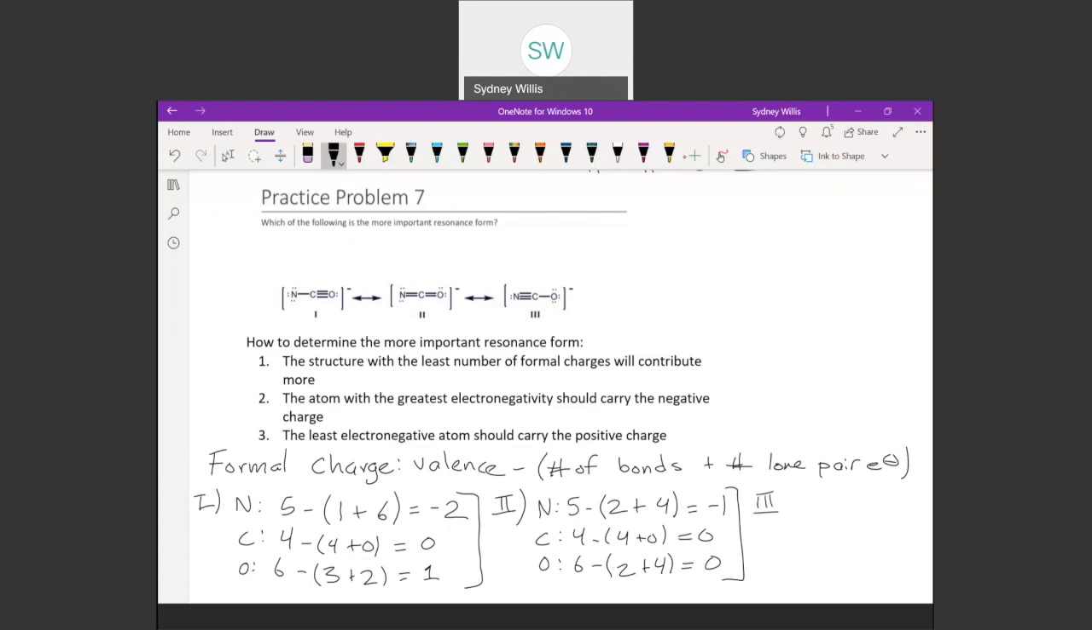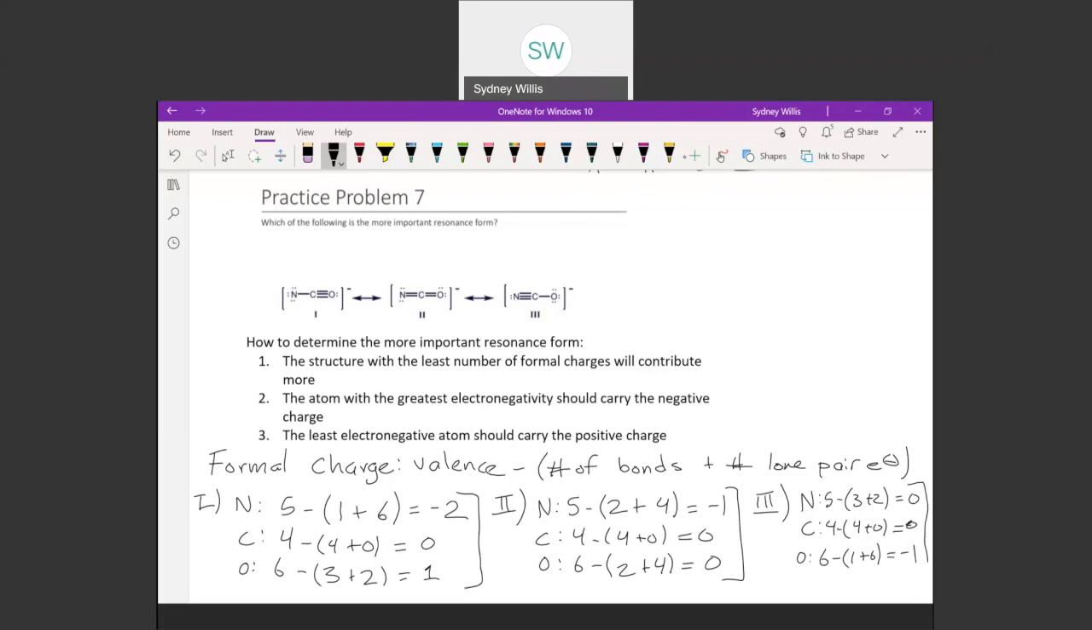If we have our third example, nitrogen is going to be 5 minus 3 plus 2, because it's bonded 3 times to carbon and it has 2 lone pair electrons. That's going to equal 0. We're going to have carbon. It's bonded 3 times to nitrogen, 1 time to oxygen, and has no lone pair electrons. So that's going to also be equal to 0. And then we have oxygen, which has 6 valence electrons, is bonded 1 time to carbon, and has 6 lone pair electrons. So its formal charge will be -1.